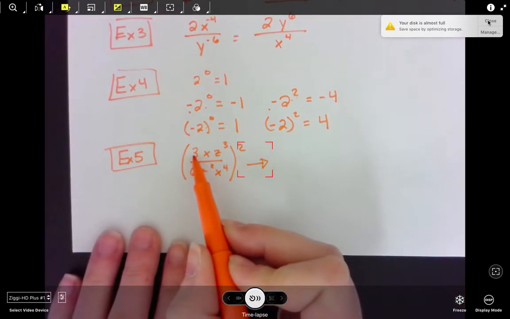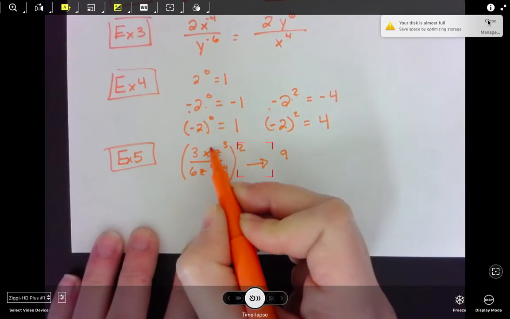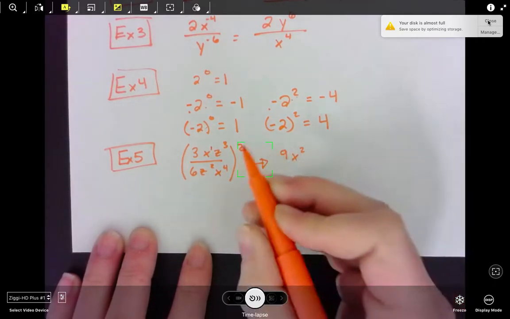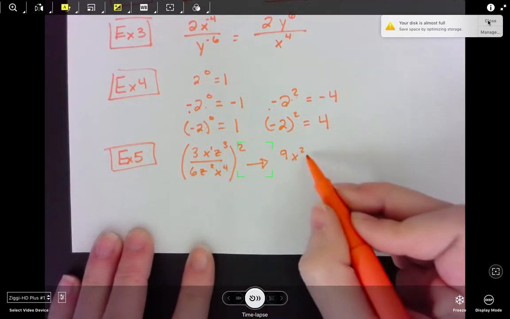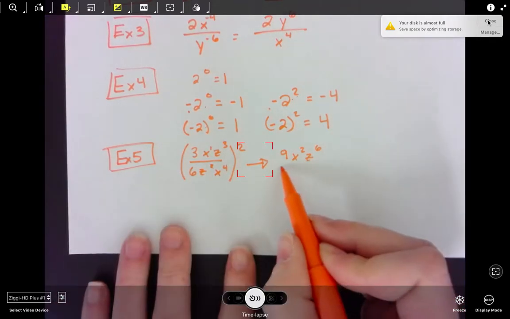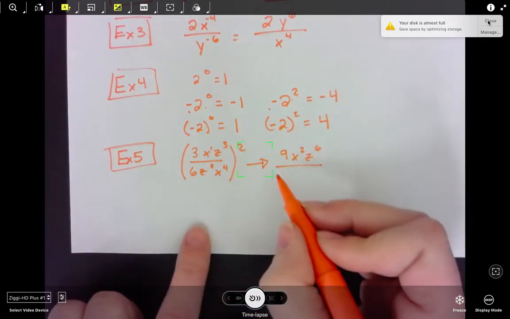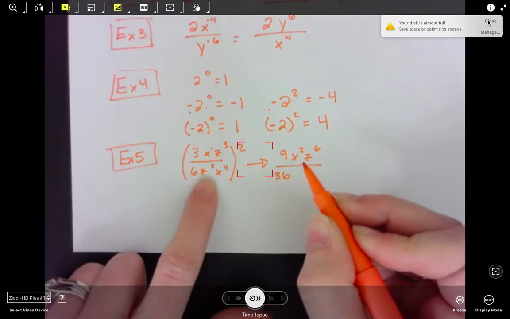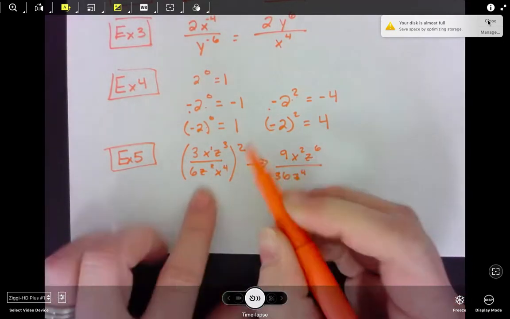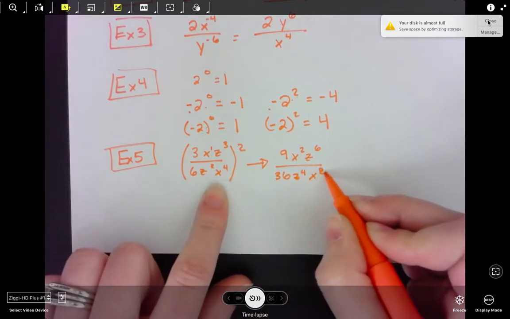So 3 squared becomes 9. X squared, this is like x to the first power, that will just become x squared because you're multiplying the 1 times the 2. And that will be z to the 6th power. 3 times 2 makes 6. So that's what I will have in the top. And in the bottom, 6 squared will be 36. Z squared and then squared again will become z to the 4th power. And x to the 4th squared will become x to the 8th power.